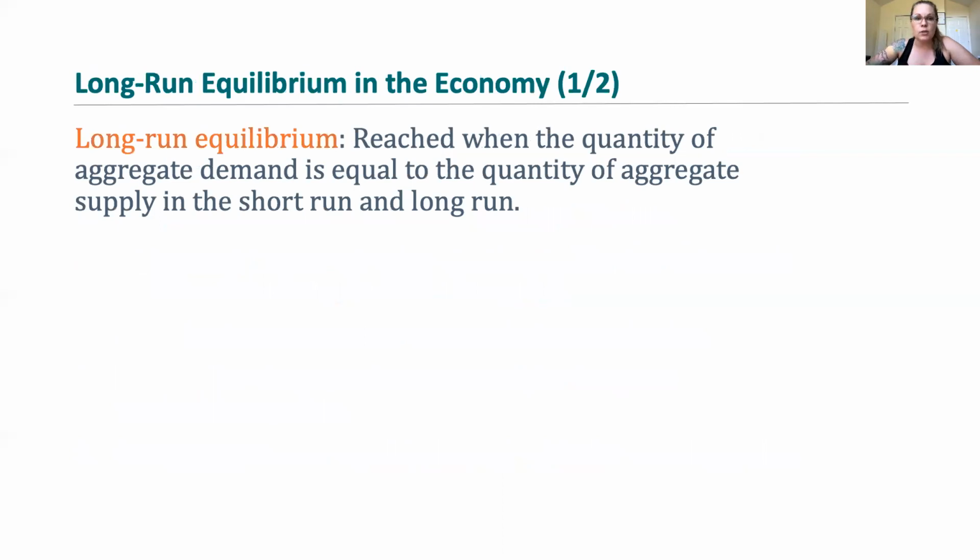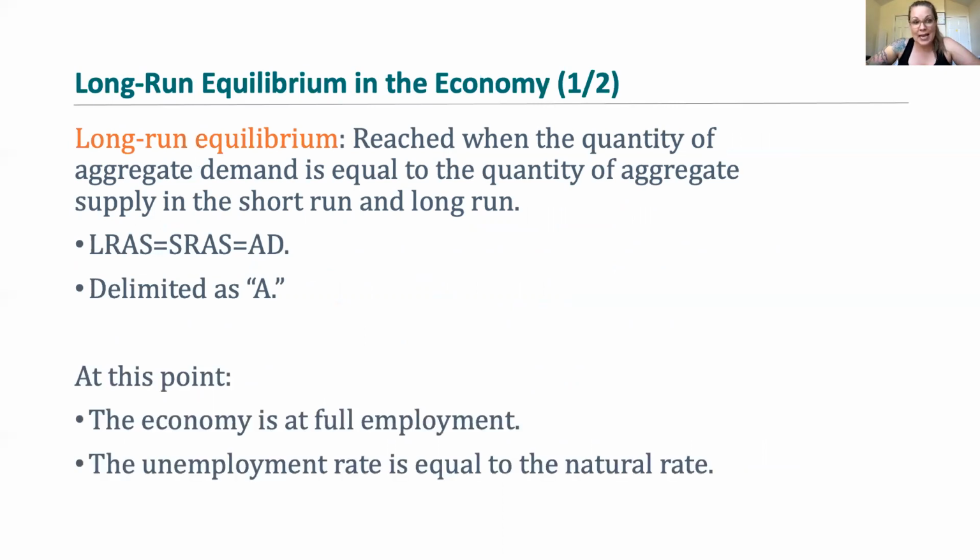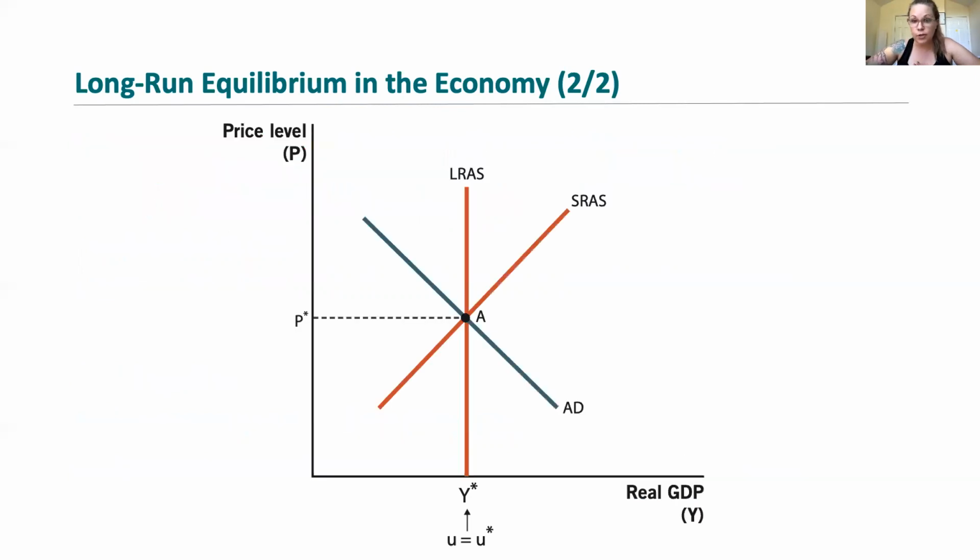So the long run equilibrium is the quantity of aggregate demand that's equal to both short run and long run aggregate supply. We're going to say this point is A. At this point, there are two things that are true. The economy is at full employment, and the unemployment that exists, remember it's never zero, is equal to the natural rate of unemployment. There's no structural unemployment. This is what the curve looks like when all three of these things are in equilibrium together.